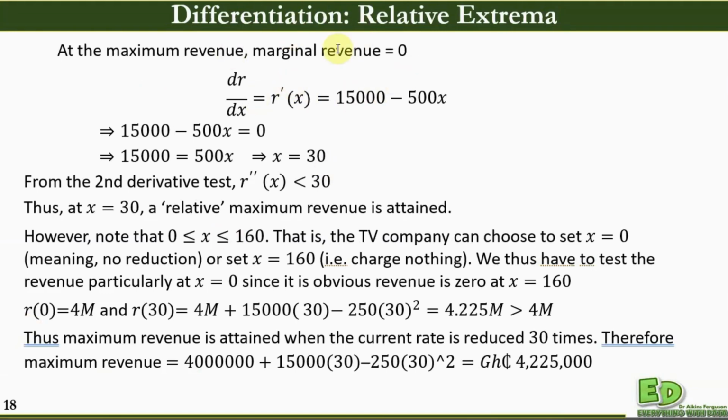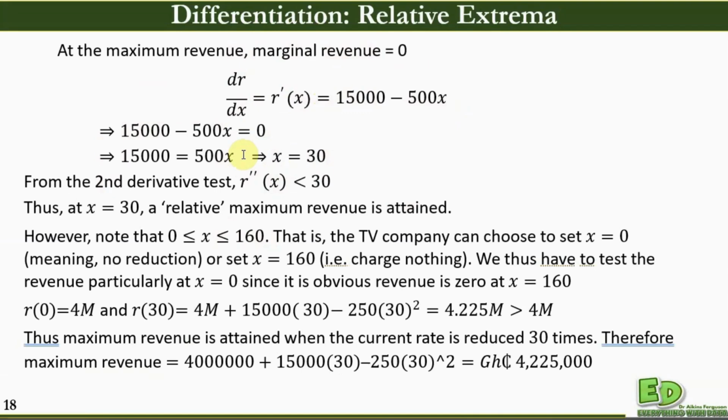The function that we have here is saying that the differential is 15,000 minus 500x. Equated to 0 here, we'll have our x to be 30. It means that if the rate is being reduced 30 times, we'll achieve what? The highest revenue, or the maximum revenue.